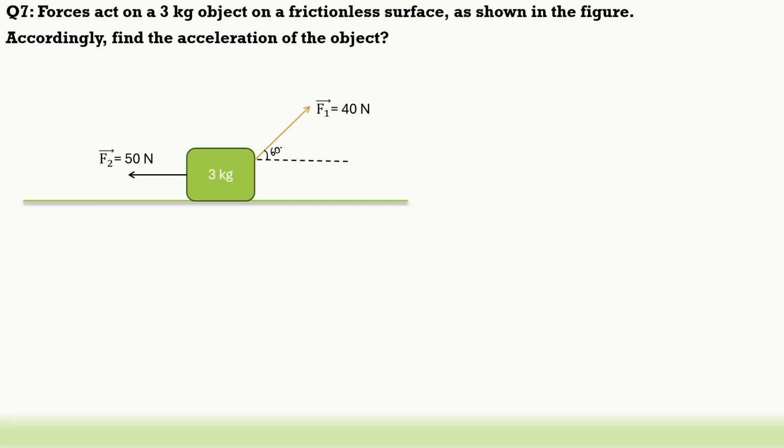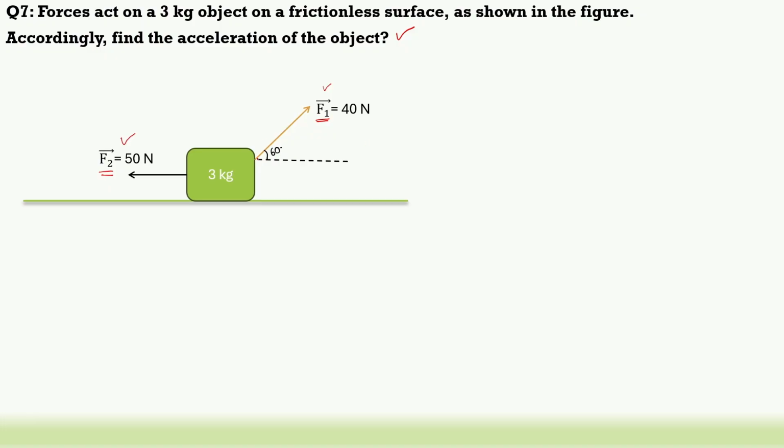Pass to question number 7. Forces act on a 3 kilogram object on a frictionless surface as shown in the figure. Find the acceleration of the object. Okay, let's calculate. In this question, as you can see, there are two forces. F1 is acting at an angle. F2 is acting on the horizontal axis. So F2 is okay for us, but F1 is not. So firstly, we should calculate the components of F1. Let's split up force 1 into x and y components, then calculate the acceleration.